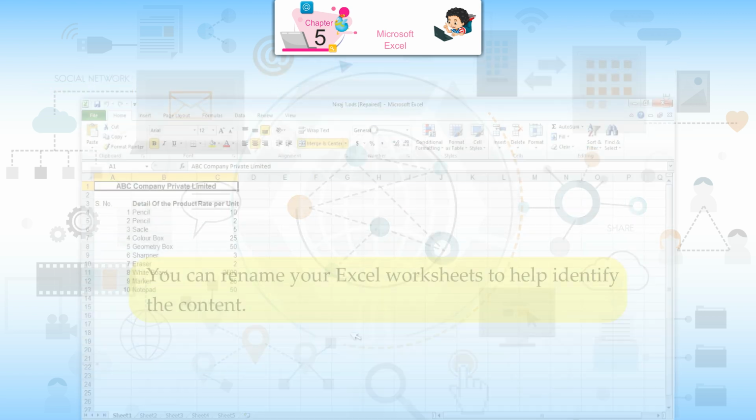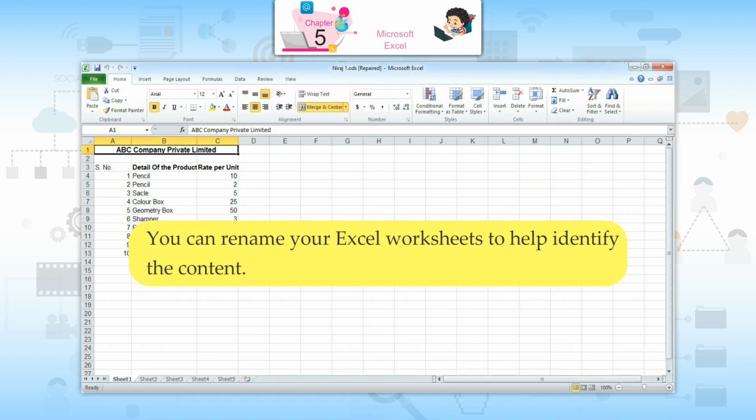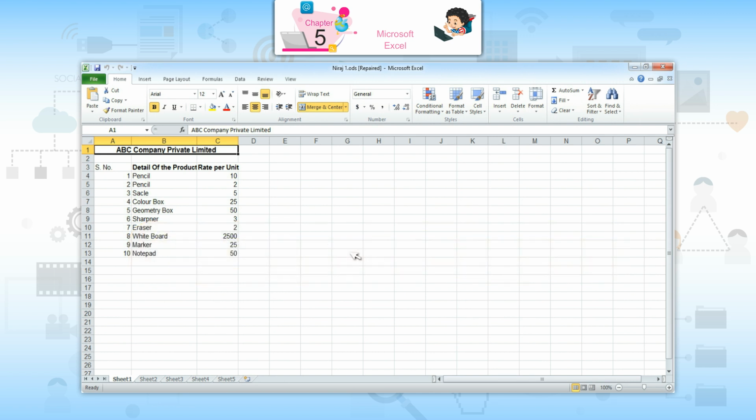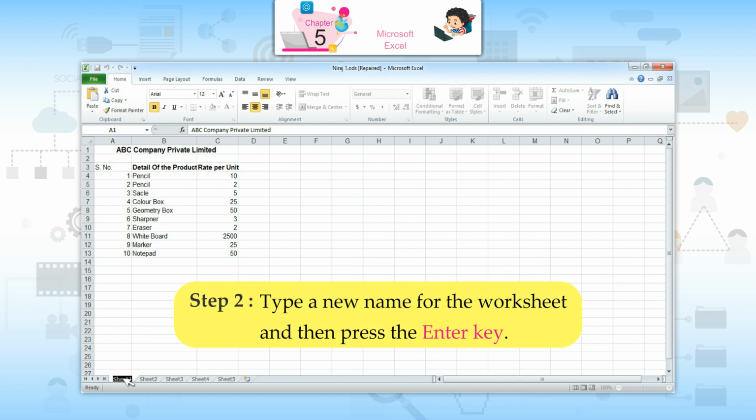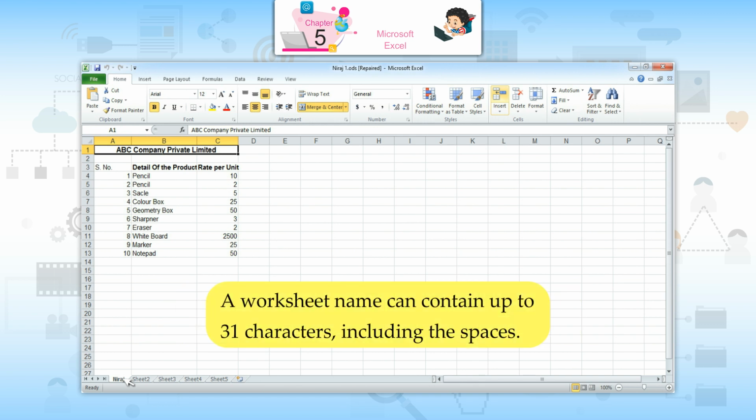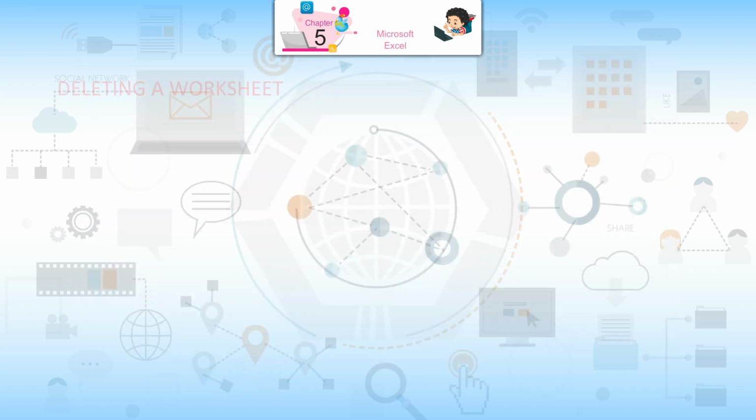Renaming a worksheet. You can rename your Excel worksheets to help identify the content. Step 1. Double-click on the tab for the worksheet you want to rename. The name of the worksheet is highlighted. Step 2. Type a new name for the worksheet and then press the Enter key. A worksheet name can contain up to 31 characters including spaces.